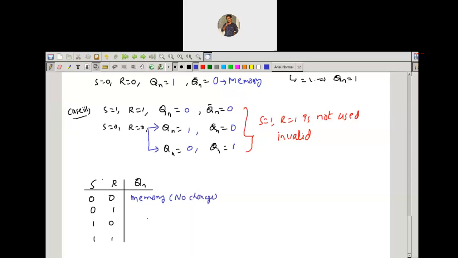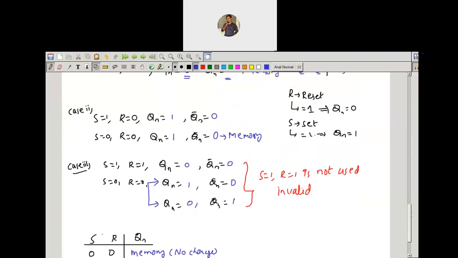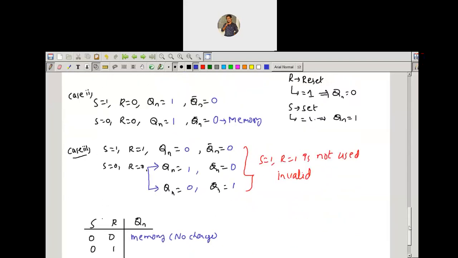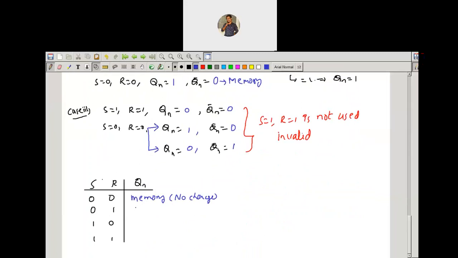Memory case means no change in output. And when you give S equal 0, R equal 1, you get a reset output. You can observe what the reset value is. We are giving R equal 1, so we must get the reset output Qn equal 0. We call it a reset output. And when you give S equal 1, R equal 0, we will get the set output, because you are making S equal 1. And this last case is a not used, useless state.